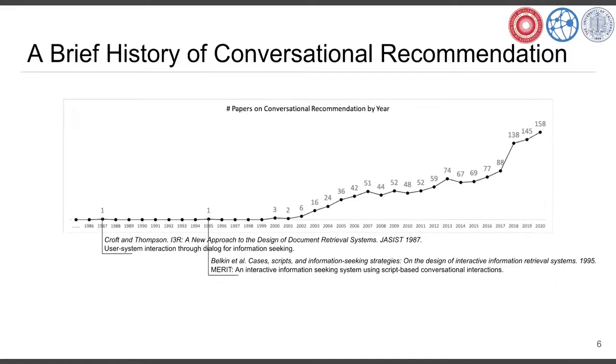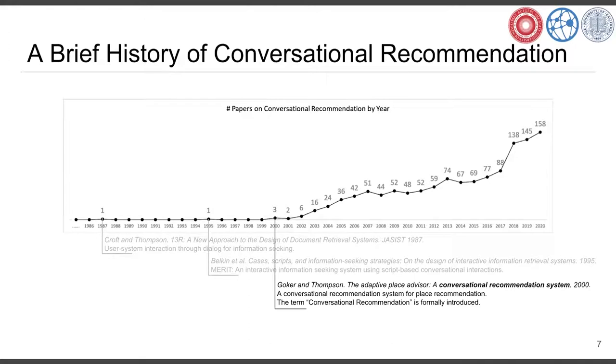So about 30 years ago, in the year of 1987, Croft and Thompson proposed the I3R system. This is one of the first information-seeking systems that enables user-system interaction through dialogue for information-seeking. Later in 1995, Belkin developed the MERIT system, which is an interactive information system, by using script-based conversational interactions.